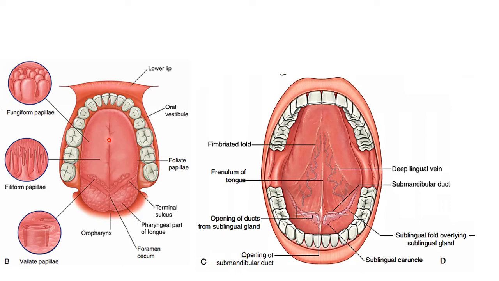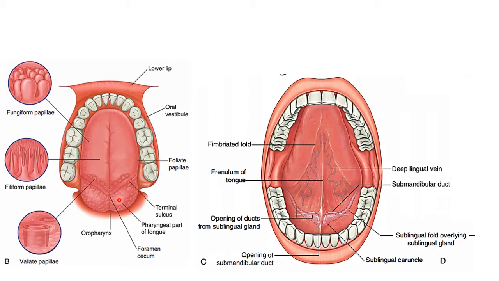Tongue. The tongue is a mobile muscular organ present in the oral cavity. It is made up of skeletal muscles covered by the mucous membrane. This mass of skeletal muscle is separated into two halves by a midline fibrous septum. The tongue is conical in shape. It has three parts: the tip, the body and the root.